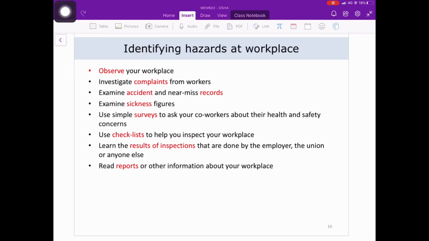Similar to examining the accident and near misses records or workers' sickness figures. If there is hazard, then normally the trend will be significant. Or maybe we can get the feedback about the hazards by conducting survey to co-workers with respect to their health and safety concerns in the workplace. And we may analyze the results of inspection by the employer, union, or other parties and reports or other related information regarding the workplace.